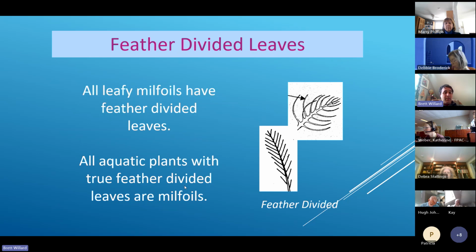Feather divided, again, means that it has one central midrib and then little pinnae coming off on either side. Those pinnae do not divide further. It's just one single one coming off. They're usually in pairs. So this is important to know. Feather divided leaves means milfoils. Milfoils aren't necessarily a bad thing. We have native milfoils in Maine, but I'll get to that in a moment.